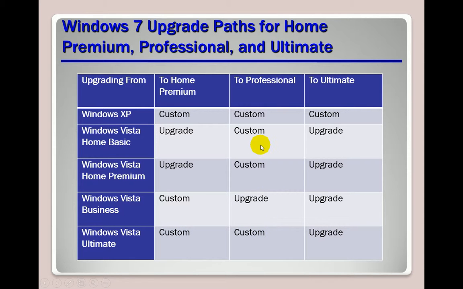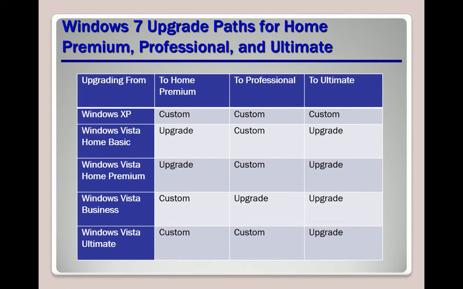What I want to talk about for a second is if I'm doing a custom upgrade. So I've got Windows XP. I want to upgrade to Windows Professional. It's going to require a custom upgrade, but is there any way that I can keep my settings or my documents?